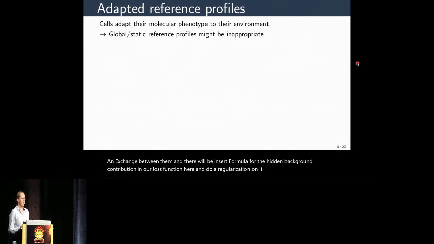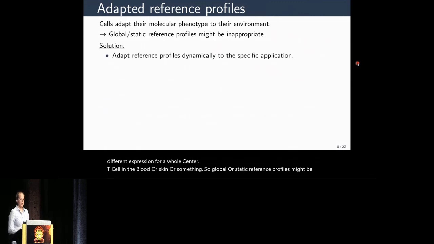But are we now done? No, because it's also said that we know cells are adapting to their molecular phenotype and the environment. So when we have immune cell types in a cancer, these immune cell types will adapt to the cancerous environment. And also when we compare two different tissue types, a T cell in the lung will have a different expression profile than a T cell in the blood or skin. So global or static reference profiles might be inappropriate. And our solution is that we adapt the reference profiles dynamically to the specific application.